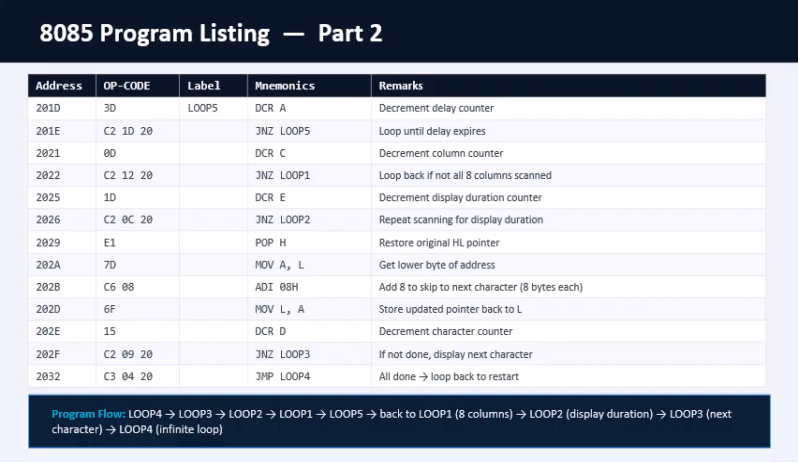8085 program listing part 2. This slide shows the program flow. The program uses multiple loops to scan columns, display each character, control delay timing, and move to the next character. This loop continues infinitely, creating a continuous display on the LED matrix.